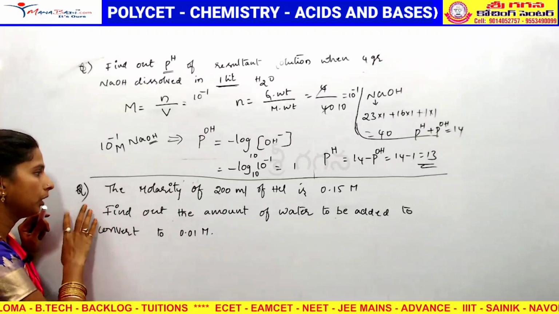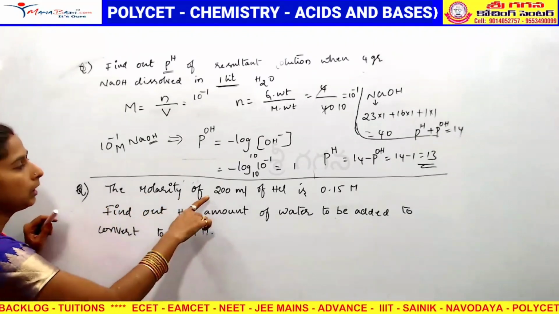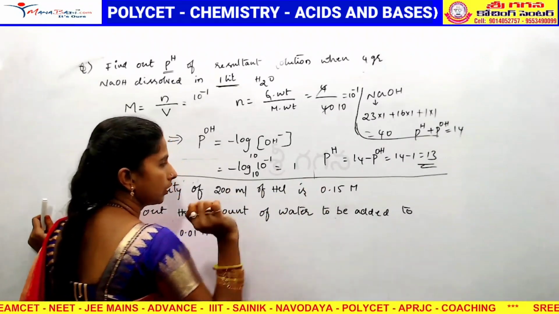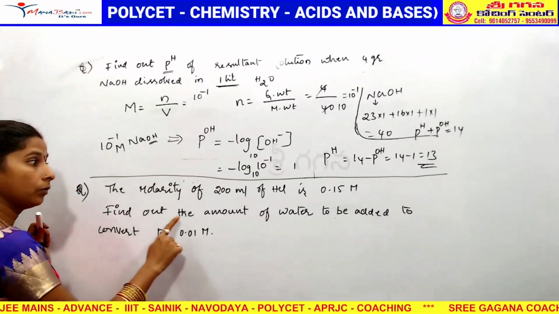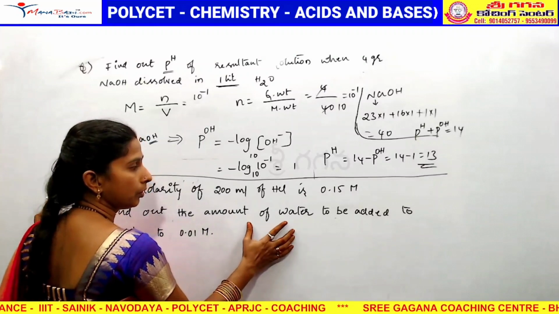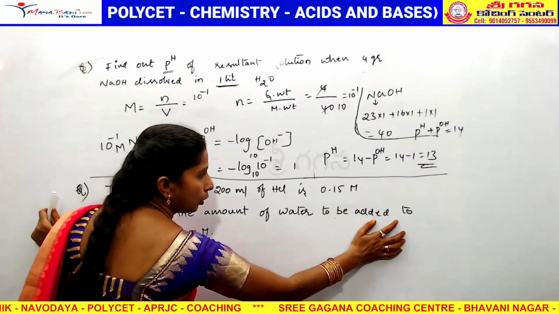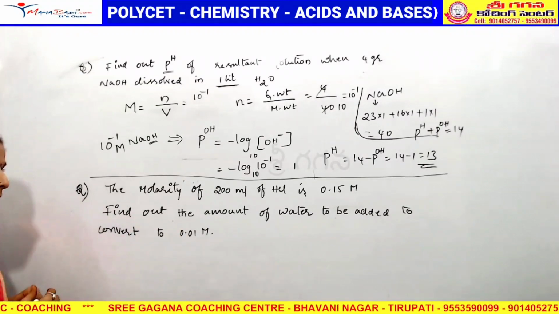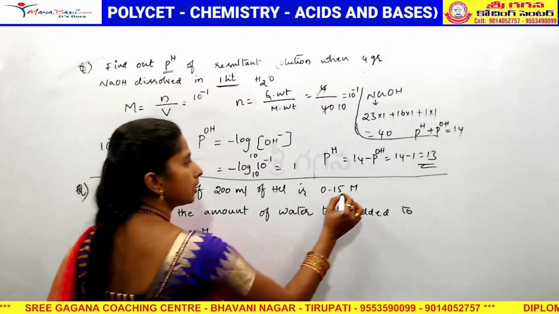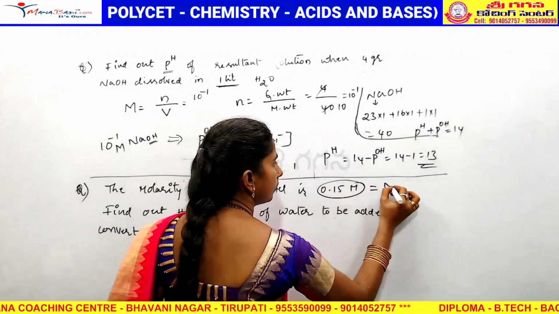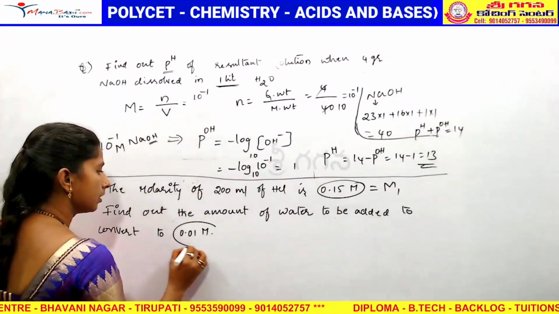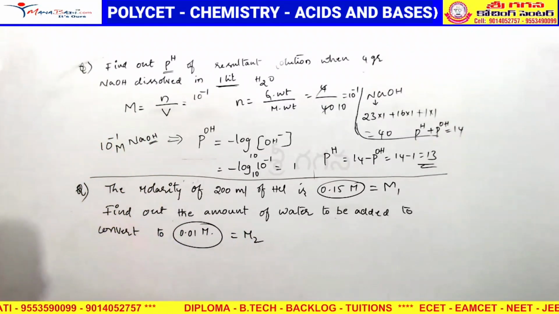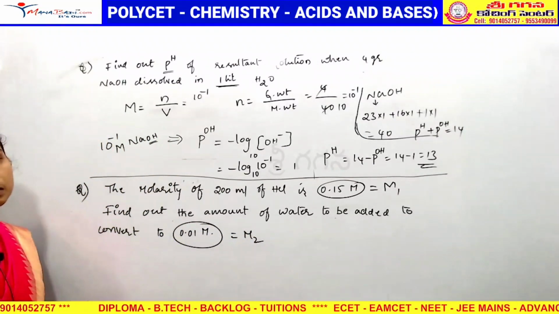Let's come to another problem. The molarity of 200 ml of HCl is this one, and we need to find the volume of water to be added to convert it to 0.01 molarity. Here they have given 2 molarities. This is M1, you can take, and this is M2, you can take. So we are comparing the molarities.